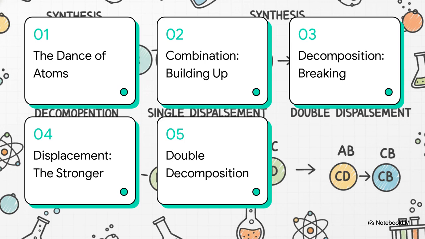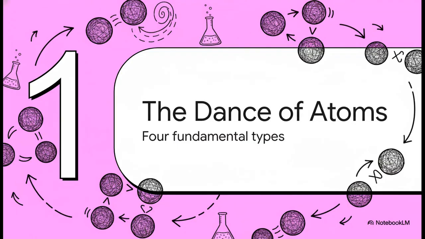So here's our game plan. We'll start with the big picture, which I like to call the dance of atoms. Then we'll dive into the four main moves in that dance: combination, decomposition, displacement, and finally, double decomposition. Try to think of these reactions less like a complex formula you have to memorize, and more like a dance that only has a few core moves. And once you learn these four basic patterns, you can start to see the choreography happening everywhere in the world.